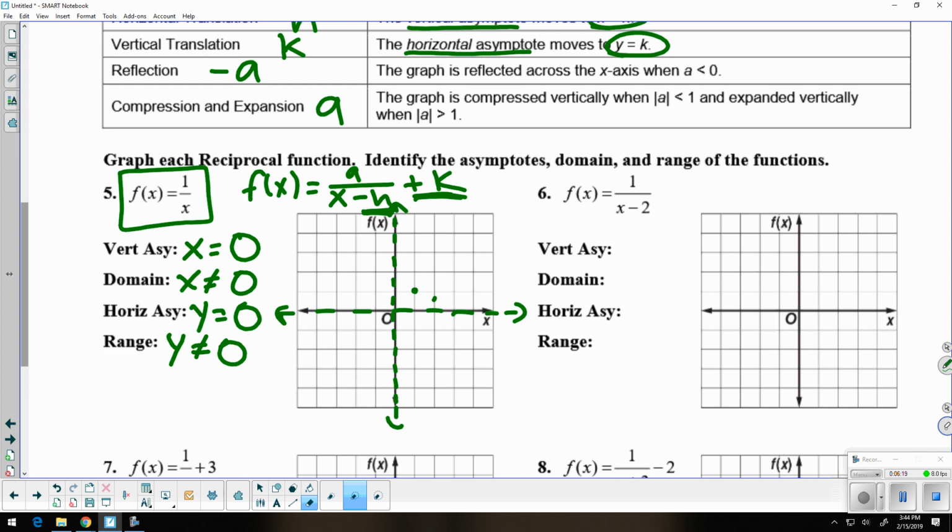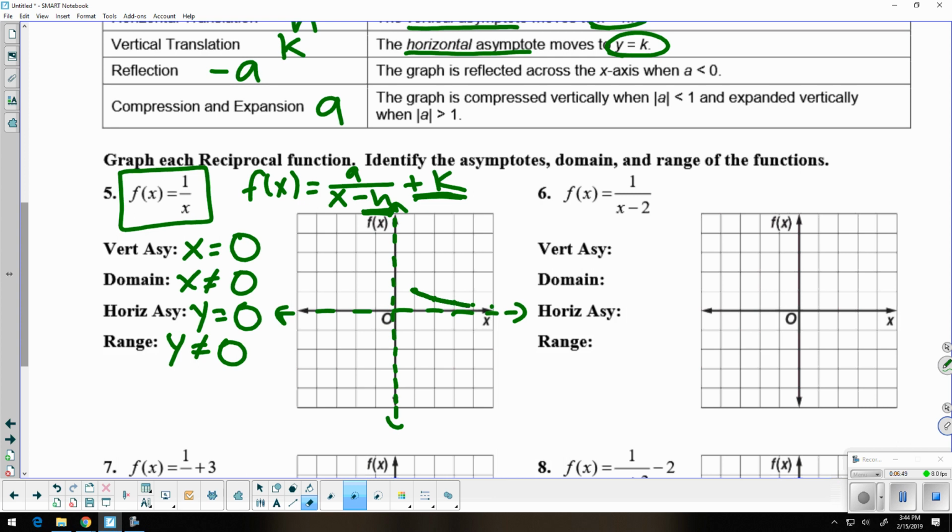Well, what if I plug in 3 for x? If I plug in 3 for x, what do I get for y? I get 1/3. So I go over 3, I go up a third. If I plug in 4 for x, I get 1/4 for my y. So I go over 4, go up a fourth. So as you can see, these points get closer and closer and closer, okay, to the actual x-axis, but it's never going to actually cross or touch the x-axis. The bigger x's I plug in, if I plug in now 5 for x, what do I get? Well, I'd have 1/5 for my y.